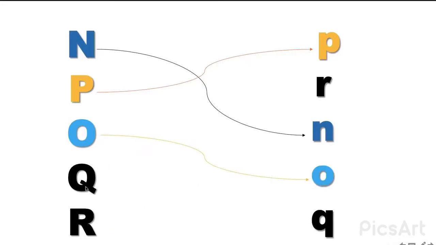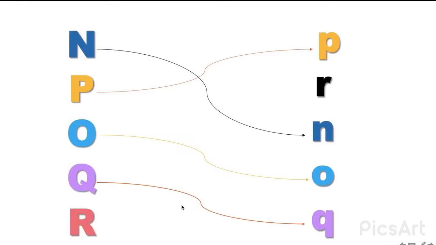Q. Capital letter Q. Let's find small letter Q. Good. Double click on small letter Q. R. The capital letter R. Let's find the small letter R. Yes. Double click on a small letter R. Great job!